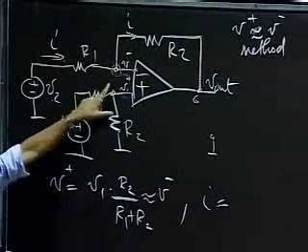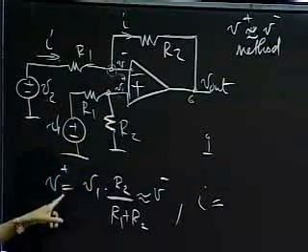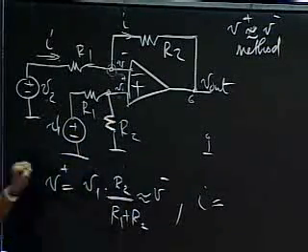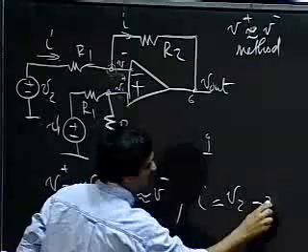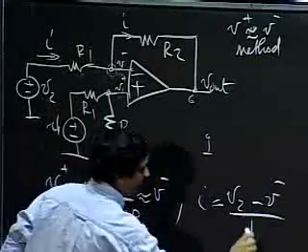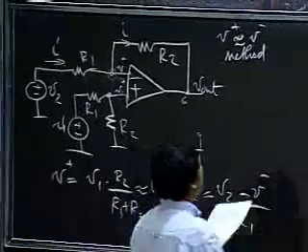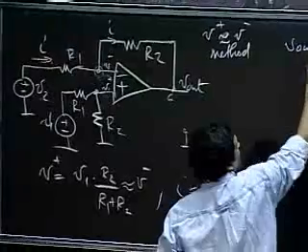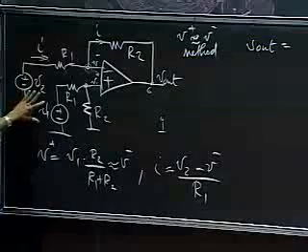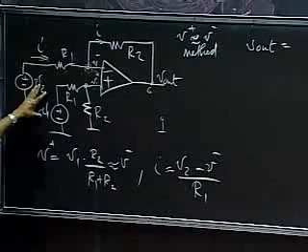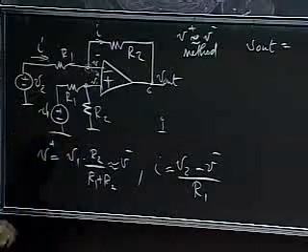Well, I know V2. I know V minus. V minus is the same as V plus, and V plus is the expression given here. So I can write I as V2 minus V minus divided by R1. Let me keep track of those two and then go ahead and compute V out. My goal in life is to compute V out as a function of the two input voltages, V1 and V2. And just for kicks, I've gone ahead and computed some of the intermediate node voltages and currents.